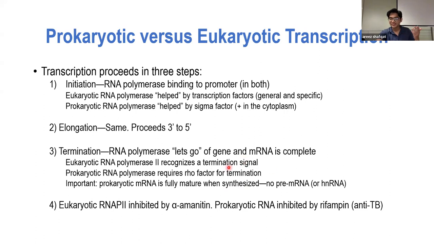Let me give you an example of what I was telling you beforehand. Prokaryotic RNA polymerase is inhibited by rifampin. It's a drug used to treat TB, which is one of the most common causes of death worldwide.